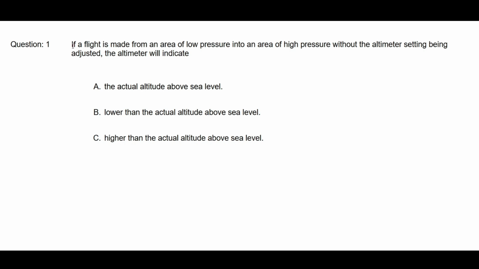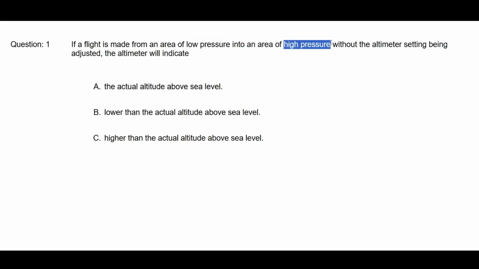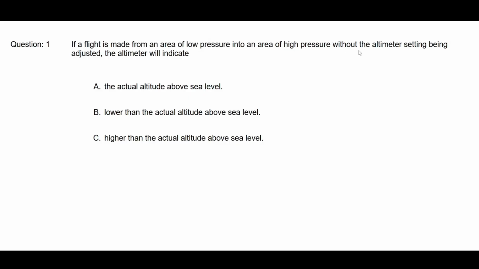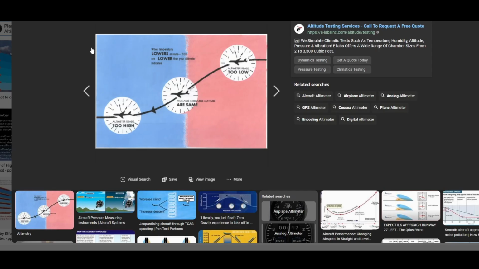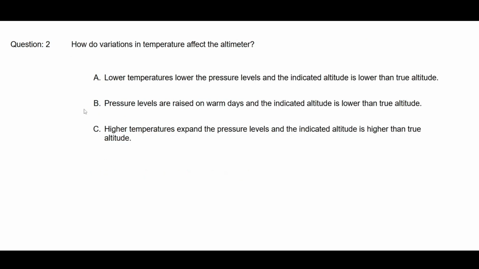So if a flight is made from low pressure, so at high, to high pressure, so at low, without the altimeter setting being adjusted, so we went from high to low, the altimeter will indicate a lower altitude.